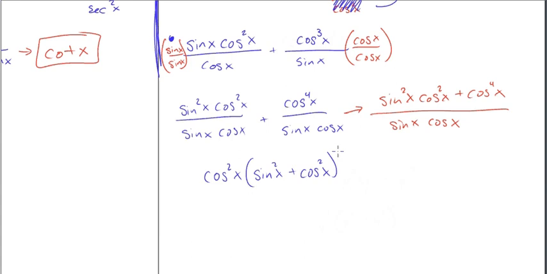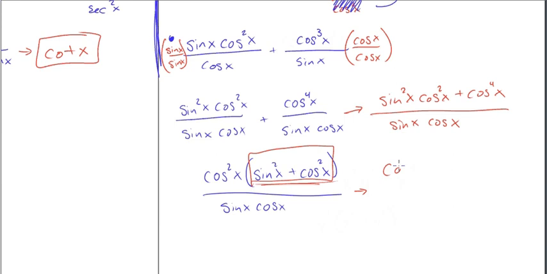And hopefully that right there triggers something for you. Divided by sine of x cosine x. Okay. Well, what is sine of x squared plus cosine of x squared? Well, that's 1. That was one of our identities. So we can substitute this whole piece out and put 1 in its place. So we're really left with cosine of x squared over sine of x cosine x.